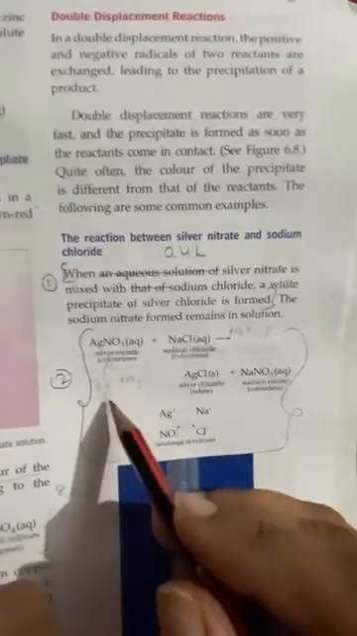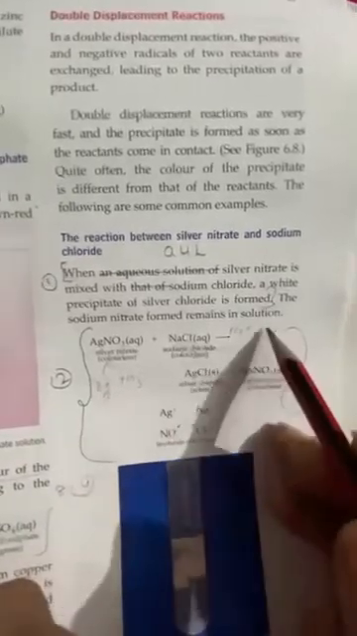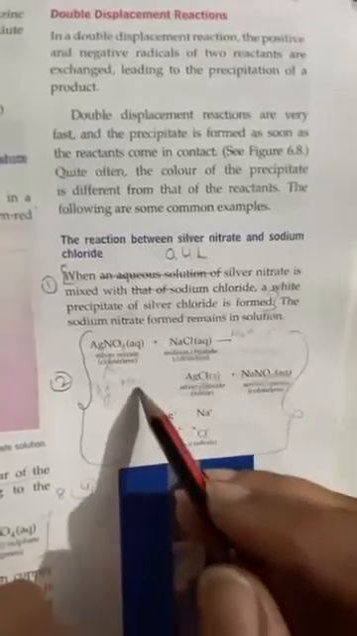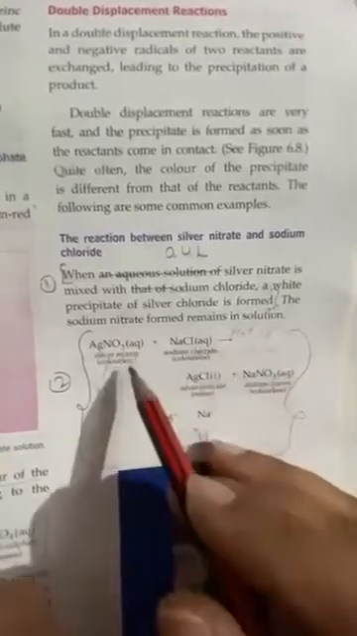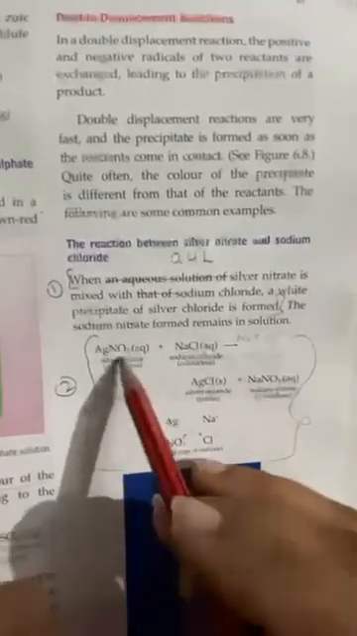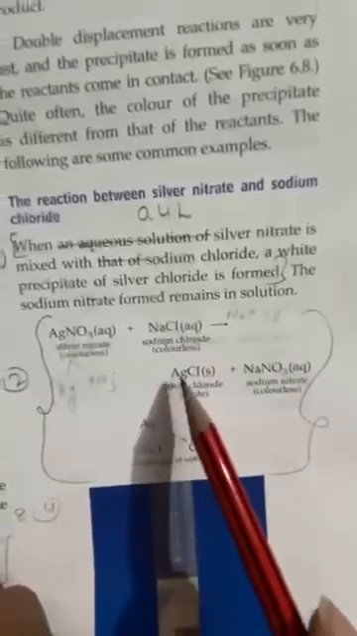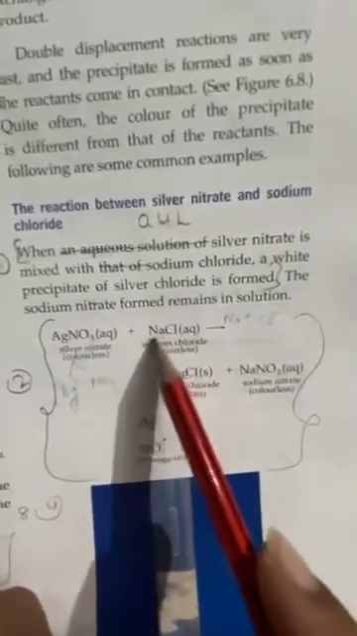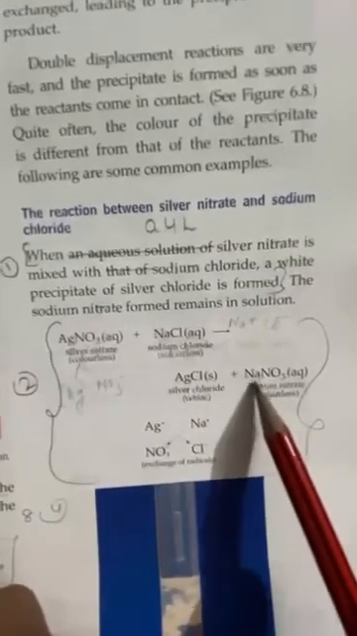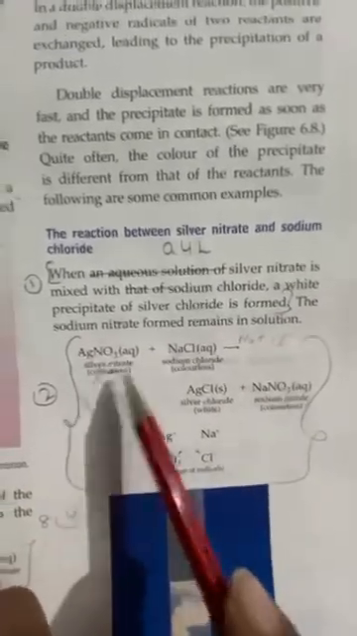This positive ion makes a bond with this negative ion, and this negative ion comes with this positive ion. They exchange their radicals. They exchange their positions. That type of reaction is known as double displacement reaction. Here Ag comes with Cl, that will become AgCl, and sodium Na comes with NO3, that will become NaNO3. They both exchange their radicals. That type of reaction we call double displacement reaction.